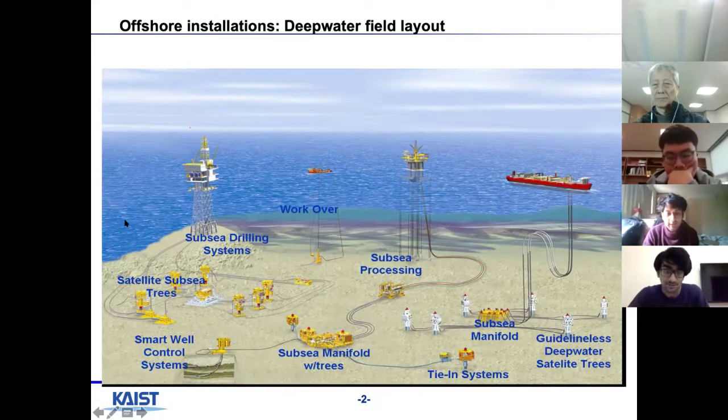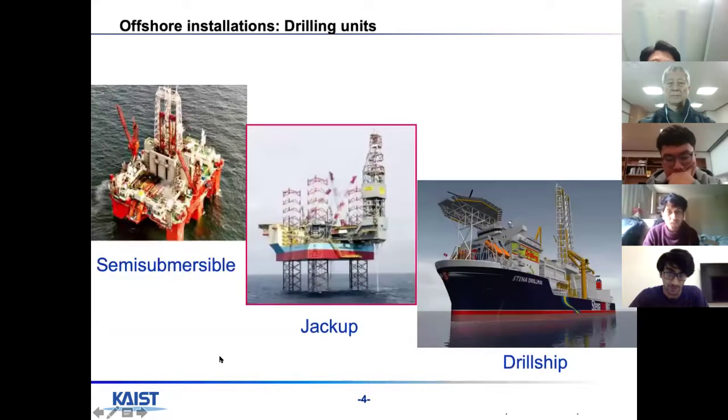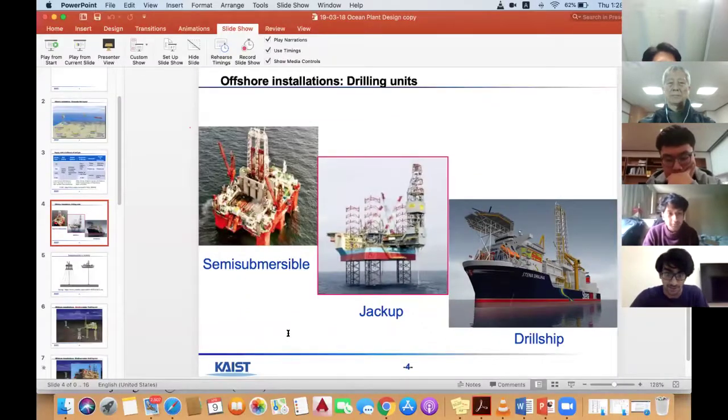And let's move on to the next slide. In this slide, we can see the supply chain of offshore oil and gas plants. And you can see the supply chain of oil, gas, LNG, and FLNG. Some of you might not be familiar with FLNG, which basically stands for floating LNG production, not near shore or inland. So I have a video prepared for you guys, so you can understand FLNG better.